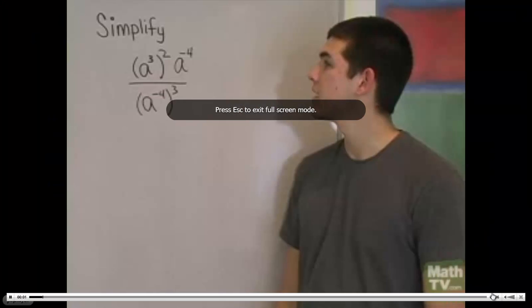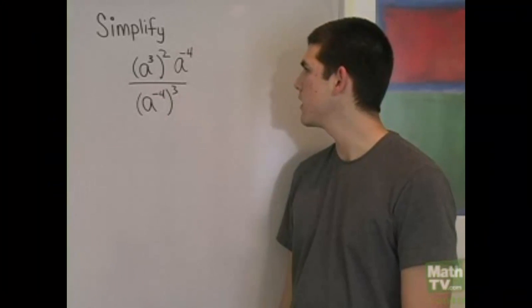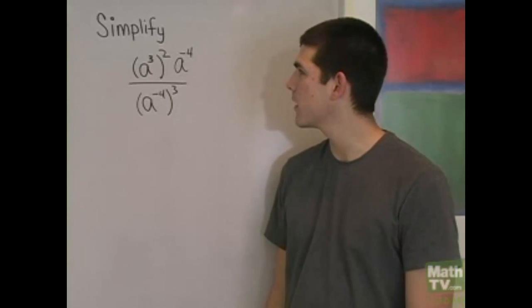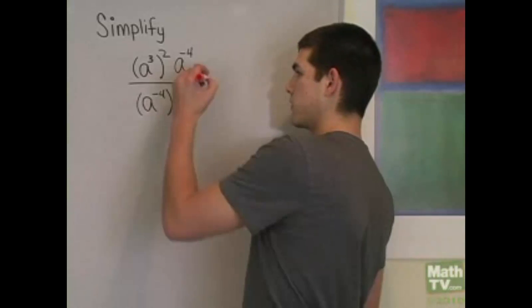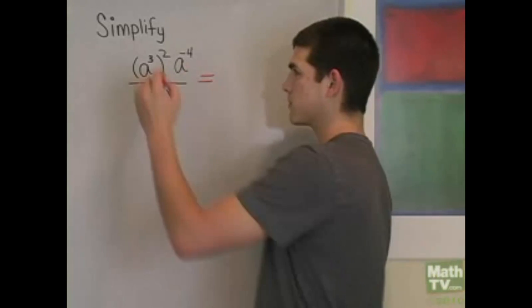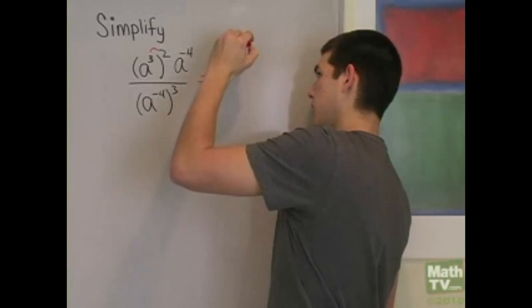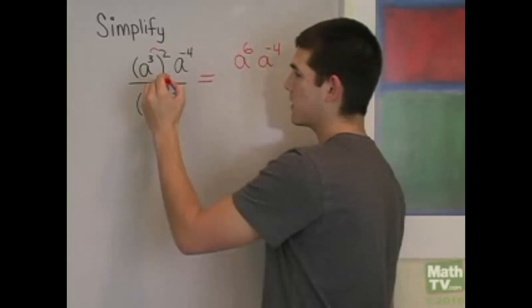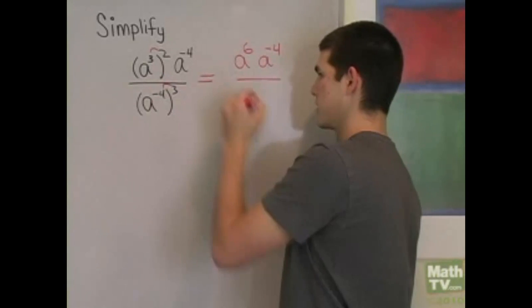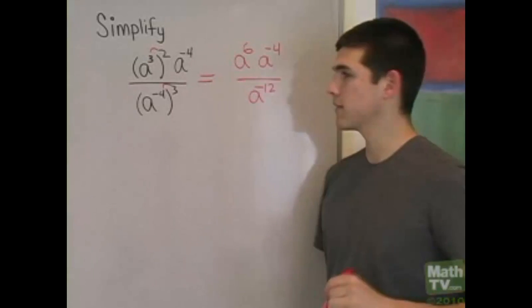For this problem, we're asked to simplify a to the third squared, a to the negative fourth, divided by a to the negative fourth cubed. So first, let's simplify. We'll multiply these two together, so we'll have a to the sixth, a to the negative fourth, and then we'll multiply these two together. We get divided by a to the negative 12.